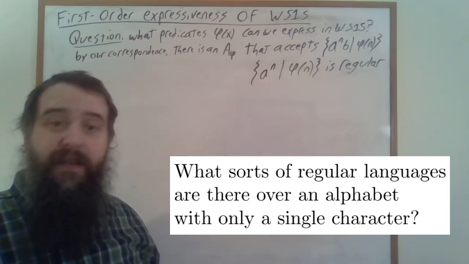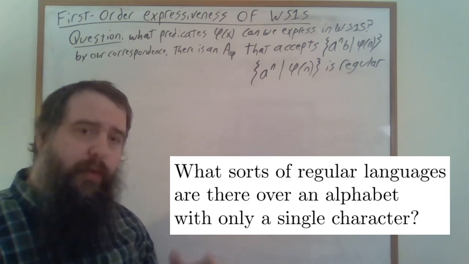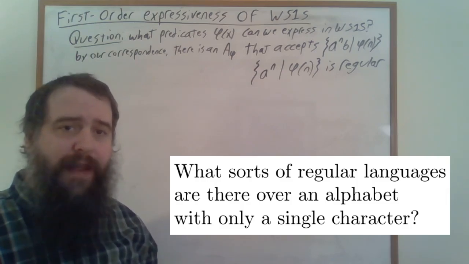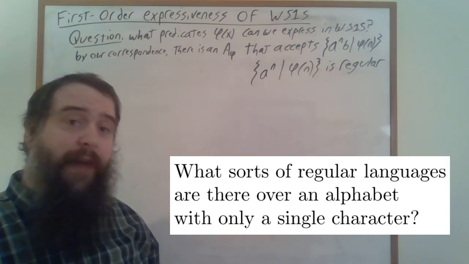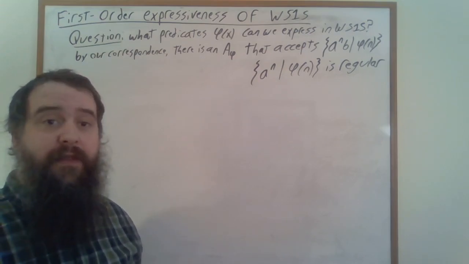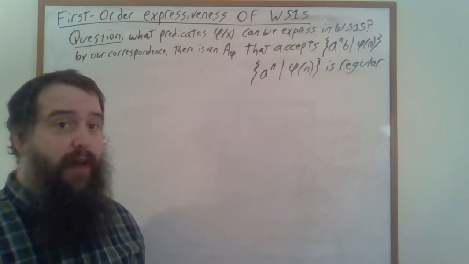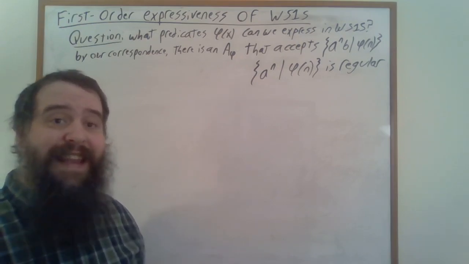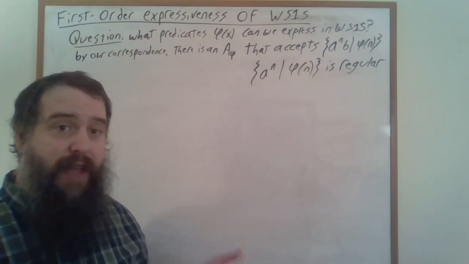This is actually a fun question to think about. I encourage you to pause the video and go through the different representations of regular languages that we've talked about and see what they have to say about this problem. It turns out that actually the best perspective on this question is to just look at the corresponding finite-state automaton. What does the state diagram of a finite-state automaton on an alphabet with a single character look like?